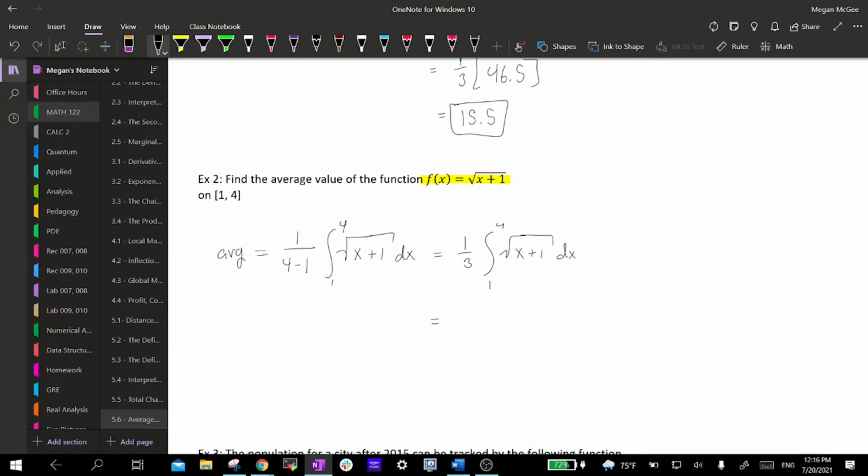And if we plug this integral into our calculator, we'll get 1/3 times 5.57. And so our final answer, the average value of this function, is 1.86.